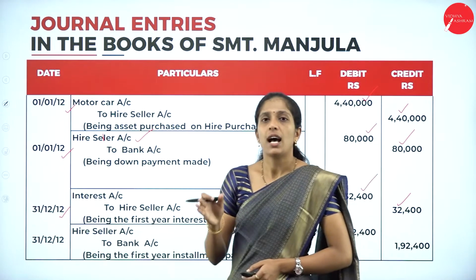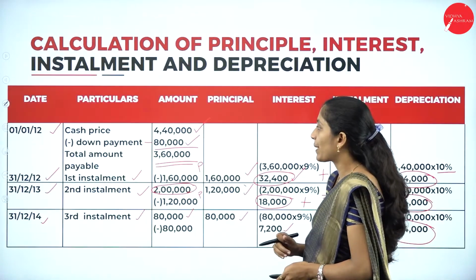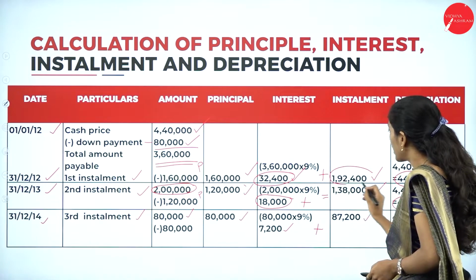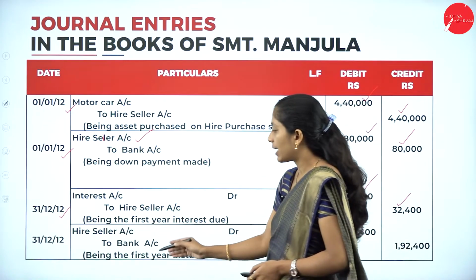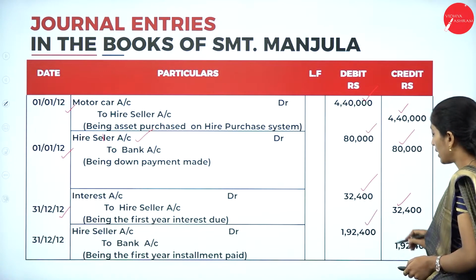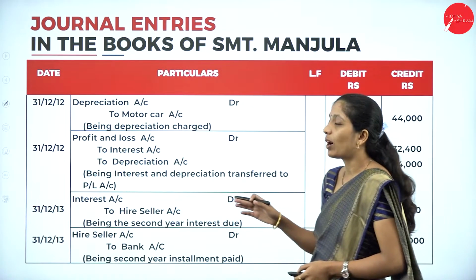Next, fourth entry is for installment paid. So what is the entry? Hire seller account debit to bank account. What is the installment paid? The first installment is 1,92,400. So how to record? Hire seller account debit to bank account, being the first year installment paid, 1,92,400.